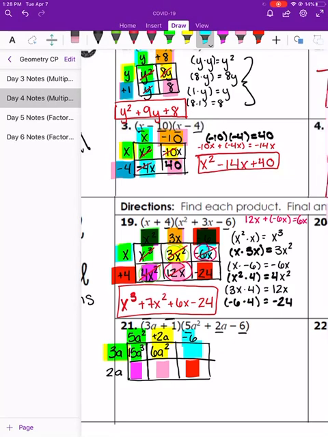My blue one is next. So it's going to come from the negative 6 and the positive 3a. So negative 6 times positive 3a is going to give me negative 18a. Then I'm going to go to the purplish one down here. This is going to come from 5a squared and 2a.